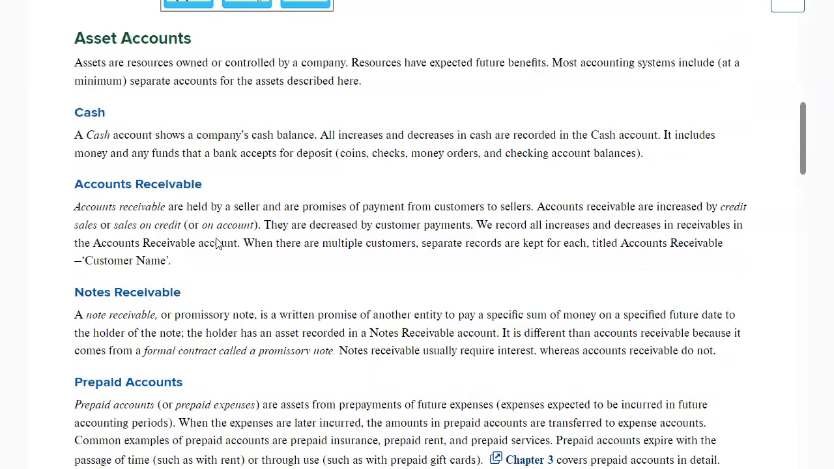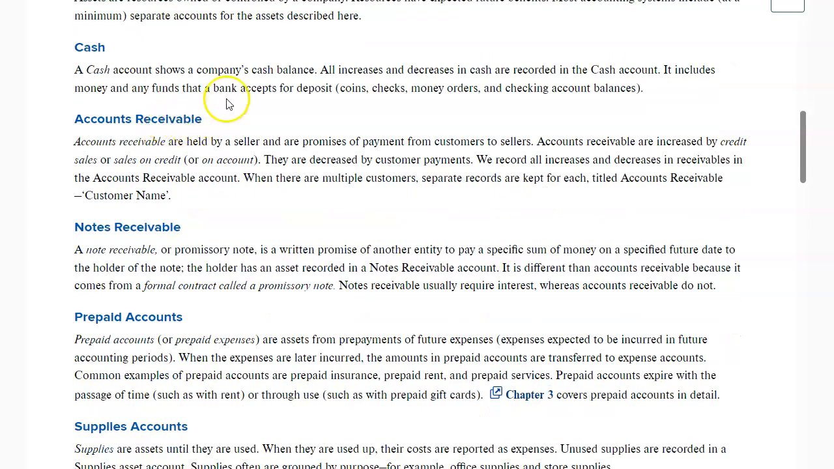Pay attention to these and think as we're going. Asset accounts. Cash is going to be on the left. It's an asset, so any decreases and increases in cash are going to be in the cash account, a T account, think of it. Accounts receivable, money people owe me, will also be on the left.